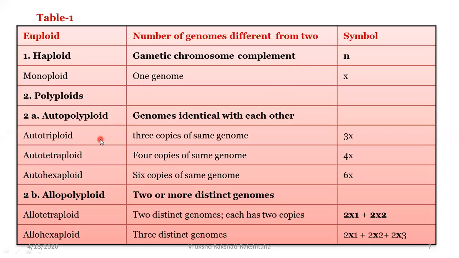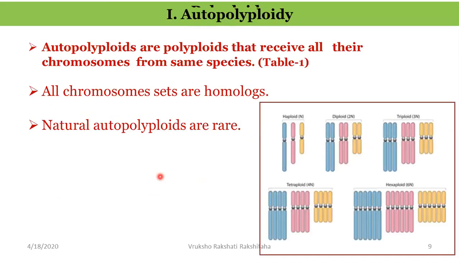So if an organism has 3 copies of the same genome, it is called autotriploid and referred to as 3x. If it has 4 copies, autotetraploid, 5 copies, autopentaploid, and so on. And all the chromosome sets are homologs, and naturally occurring polyploids are very rare.